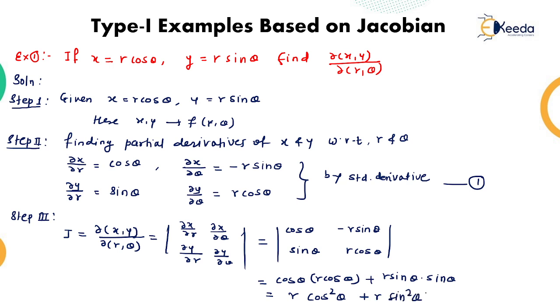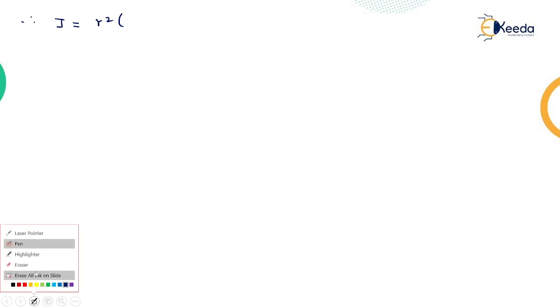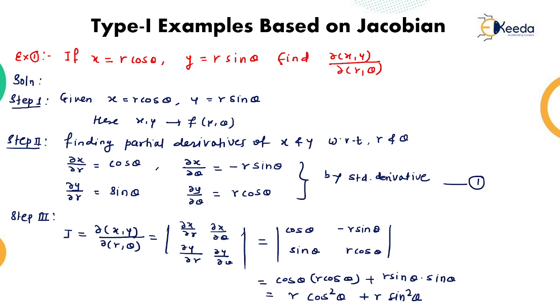So let me write in the next slide. Therefore Jacobian is equal to, not r square, this is only r, right? R is a common term I am taking here. So let's see once again, in the last slide, r cos square theta plus r sin square theta, r is a common term, and we write here Jacobian is equal to r in bracket cos square theta plus sin square theta, and this is a trigonometric identity. You know guys, by using the trigonometric identity, what is the result? The Jacobian is equal to only r into 1.